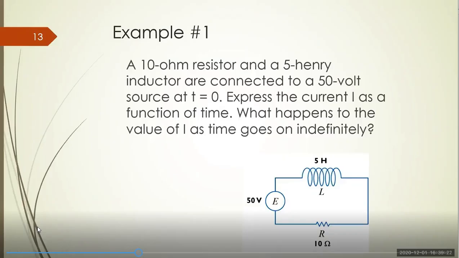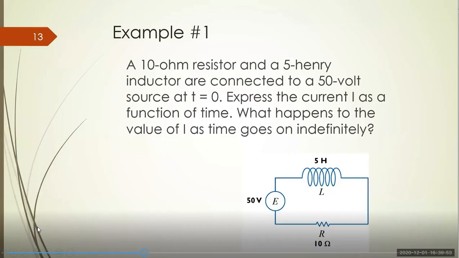Okay, so let's try this. A 10 ohm resistor and a 5 Henry inductor are connected to a 50 volt source at time t equals 0. Express the current as a function of time, and then what happens to the value of I as time goes on indefinitely. So you have a voltage, inductor, charge, resistor.